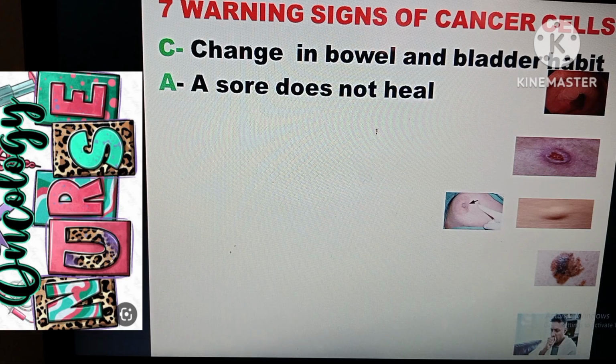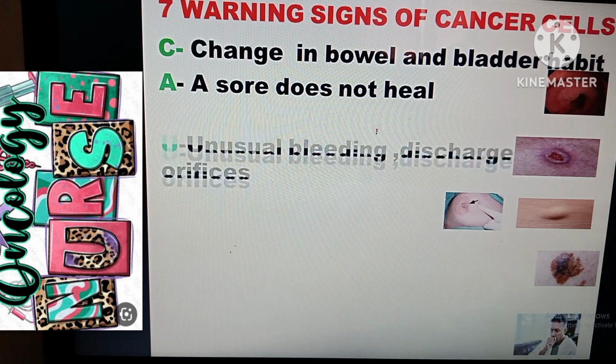A stands for a sore that does not heal. Maybe the sore is anywhere on the body, might be over the skin or anywhere. Whatever medication you apply, only at that moment does it feel like healing, then again it will reoccur. It will increase in size and become deeper day by day. In such a condition, have to approach the doctor.